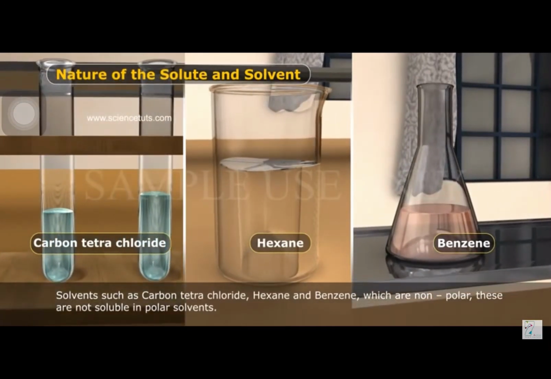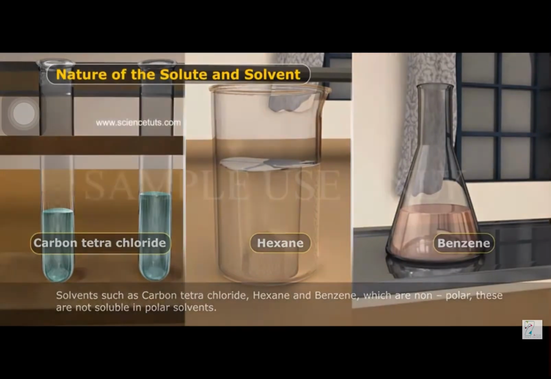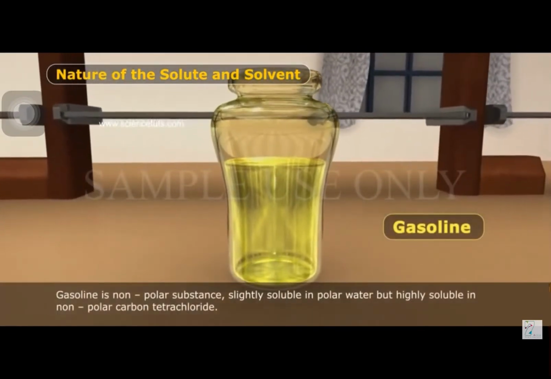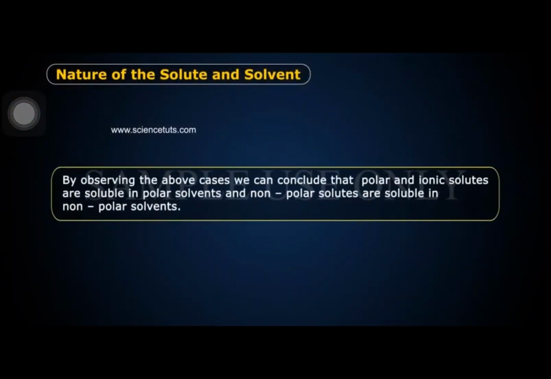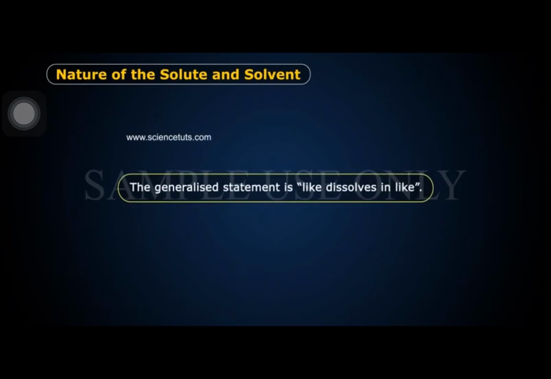Solvents such as carbon tetrachloride, hexane, and benzene are non-polar. These are not soluble in polar solvents. Gasoline is a non-polar substance, slightly soluble in polar water but highly soluble in non-polar carbon tetrachloride. By observing the above cases, we can conclude that polar and ionic solutes are soluble in polar solvents, and non-polar solutes are soluble in non-polar solvents. The generalized statement is like dissolves like.